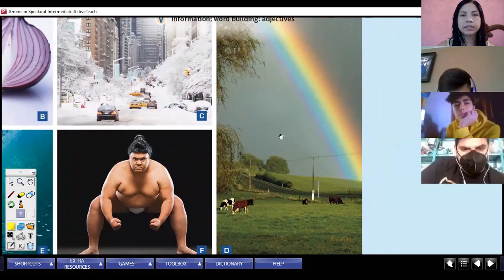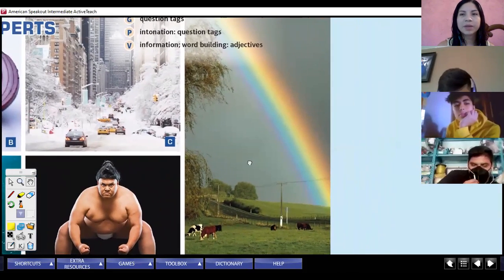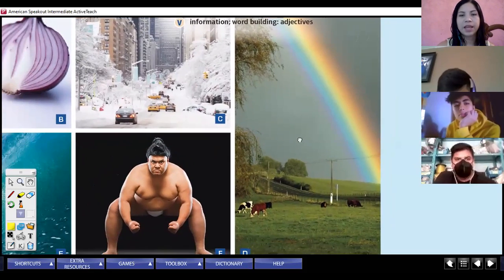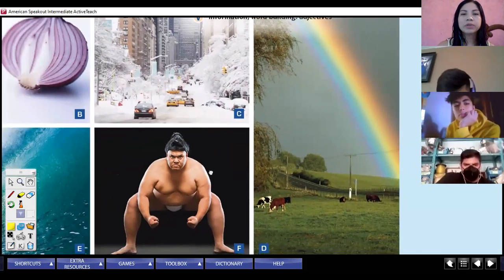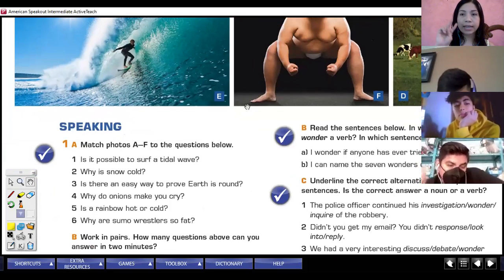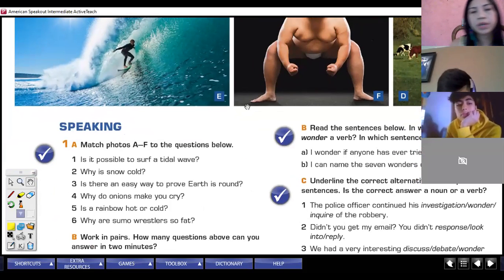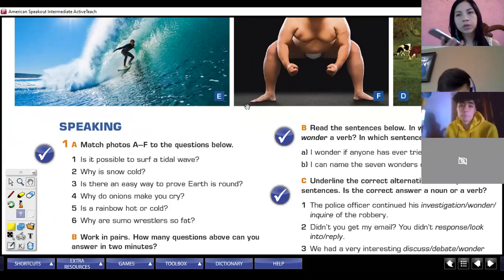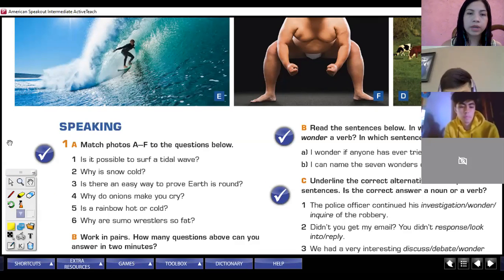And in letter D, a rainbow. Okay. Now, you are going to read these questions, and I'm going to set a 2-minute timer for you to try to answer all these questions. While you try to answer, record a voice note and send it, okay? You have only 2 minutes. So let's read together and understand the questions, okay?